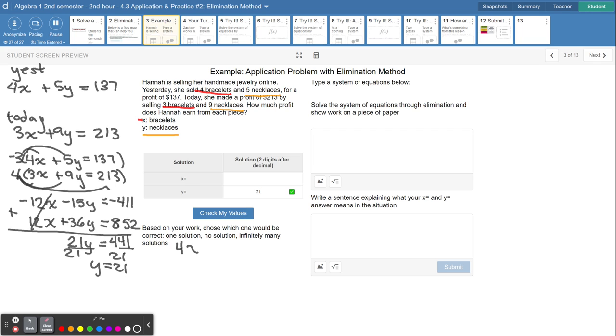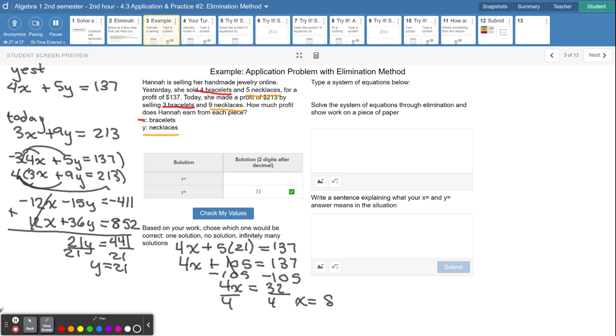I'm just going to pick the first equation. All right, drop down the 4x. 5 times 21 is going to be 105. And now we created a 2-step. Take your time with the 2-step. You don't want to make error. So 137 minus 105 is going to be 32. So then x equals 8. So she's going to make a profit of $8.